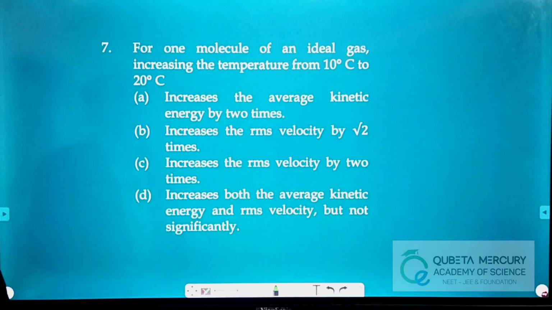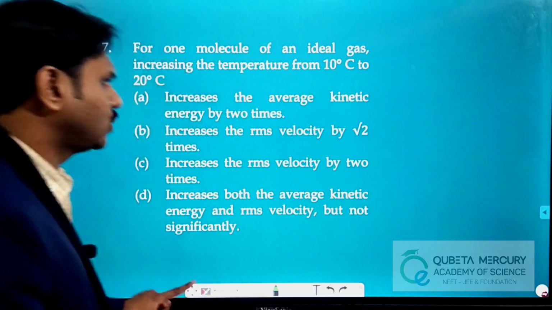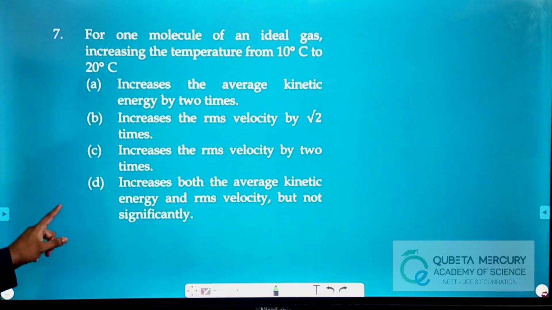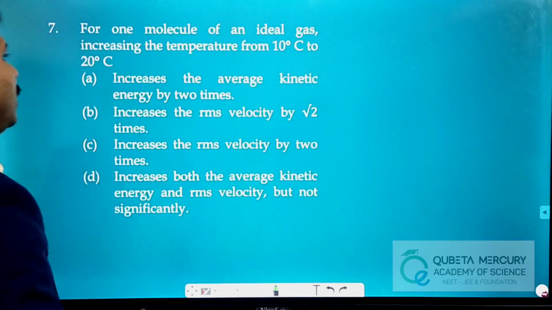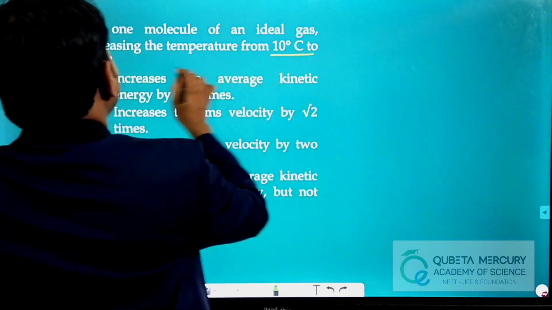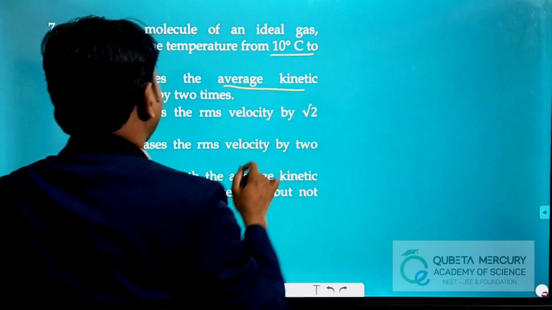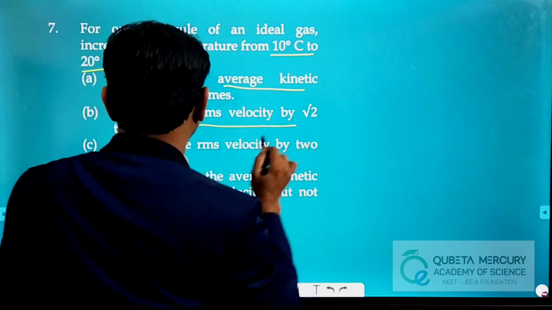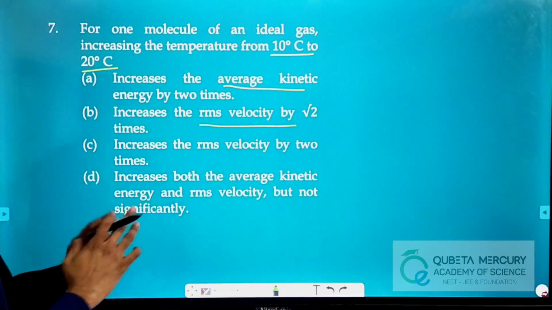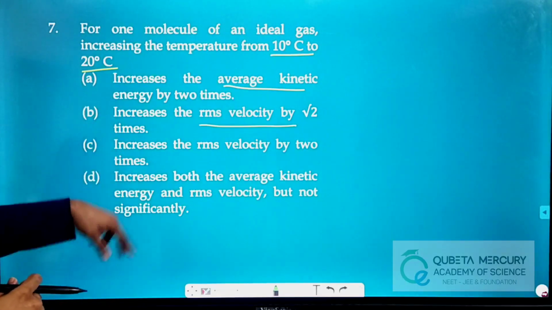For one molecule of an ideal gas, the temperature is increased from 10 degrees Celsius to 20 degrees Celsius. Another question from states of matter. Listen very carefully. What happens to the average kinetic energy? What happens to the RMS velocity? We want to find out both these values and compare with the given options.